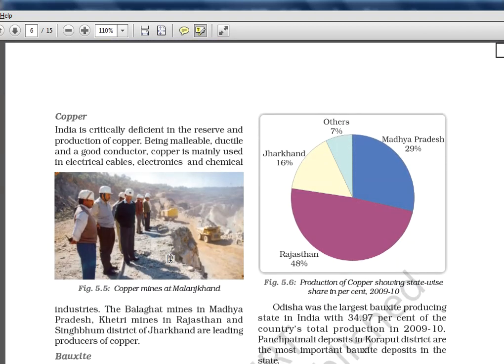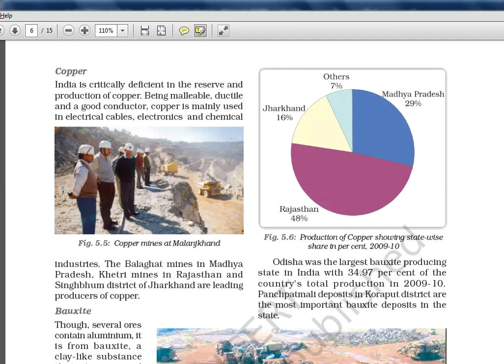Now copper. Copper, there is a problem. Okay, copper, what to say? It is very useful, but when we keep on extracting the ore, we'll get only a little bit of copper from one particular ore. So the investment is actually huge, and people need a lot of time to get even a very small amount of copper. They need to invest a lot. That is one disadvantage. You should remember that. And India is critically deficient in this reserve.